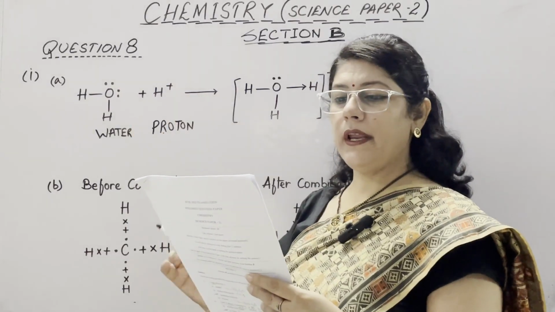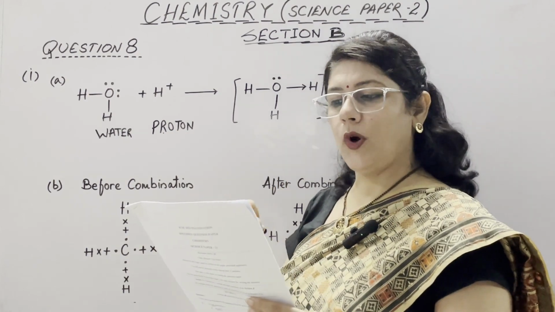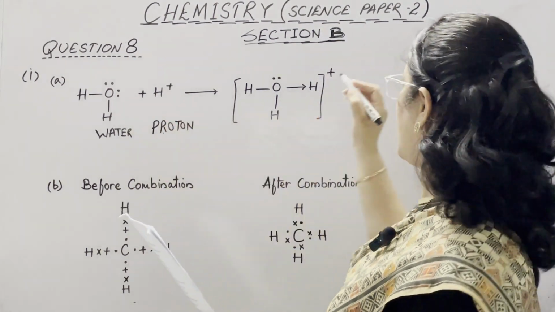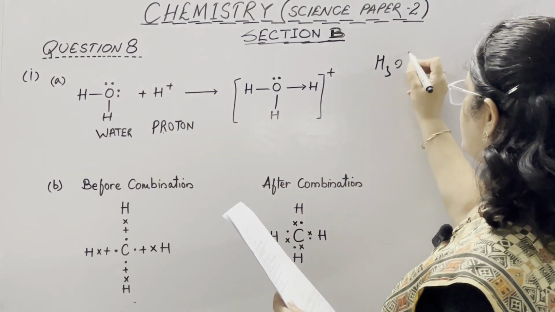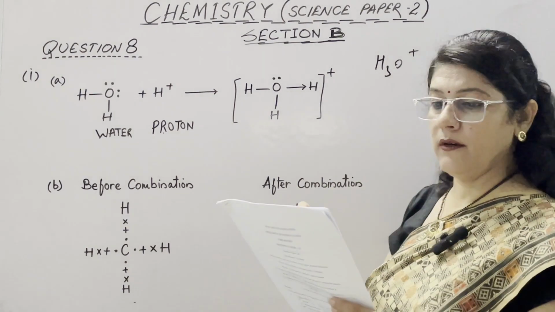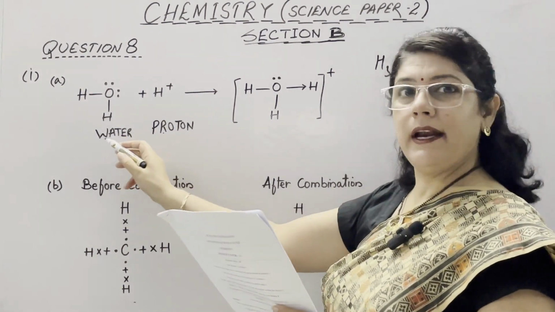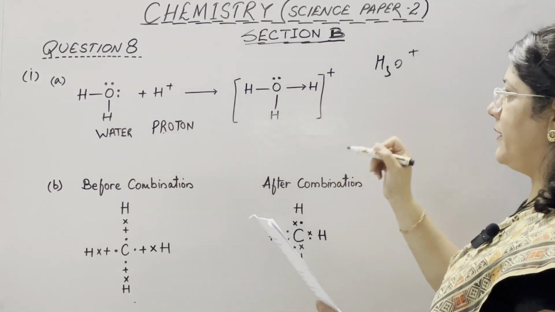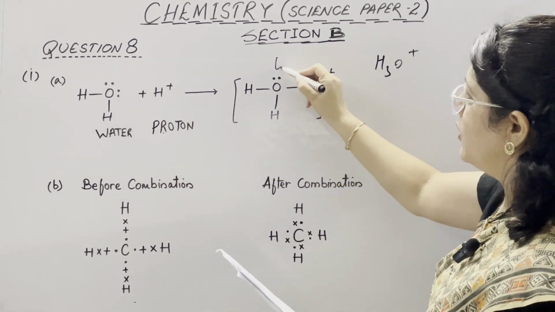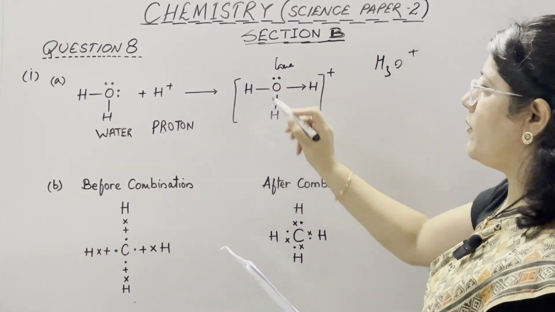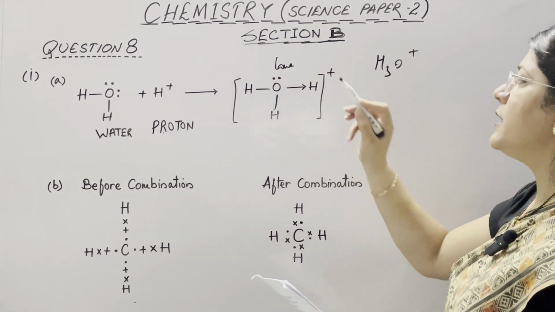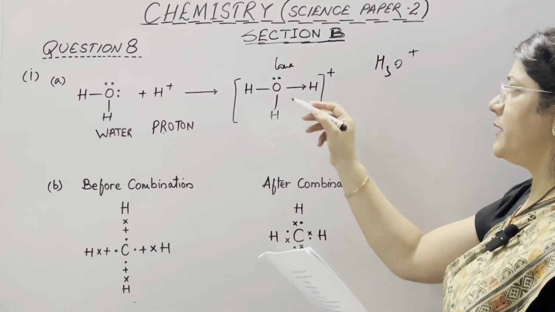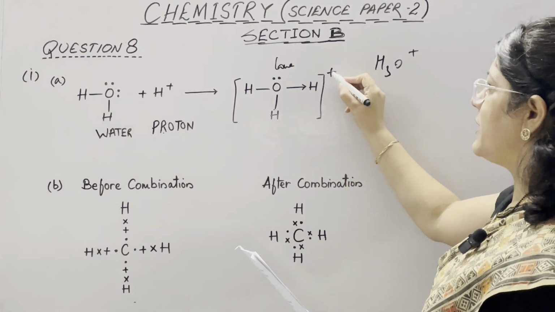In the last question, number 8, the first part is draw the electron dot structure for the following. First is the hydronium ion, H3O+. For this we need water and then a hydrated proton. It gives the hydronium ion. We know there is a lone pair left over here. This is a covalent bond, this is a covalent bond, and this is a dative bond formed by oxygen and hydrogen. And the plus sign is a must.